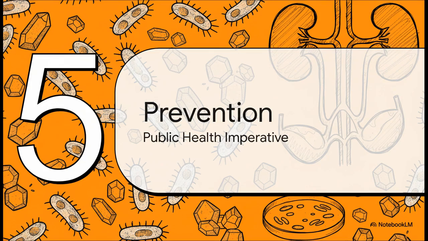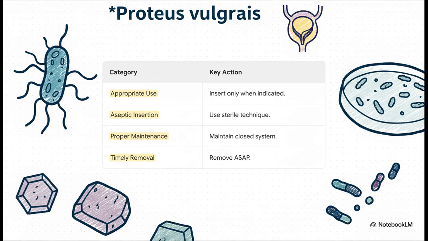Okay, for our final section, let's zoom out and talk about prevention. And really, when it comes to Proteus vulgaris, this conversation is almost entirely about one thing: urinary catheters. And this table really sums up the best strategy we have. It's not one single magic bullet. It's a whole bundle of care that covers the entire life of that catheter.